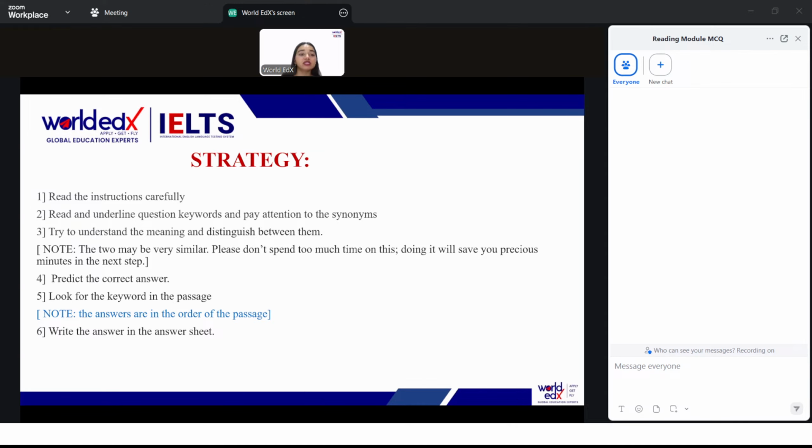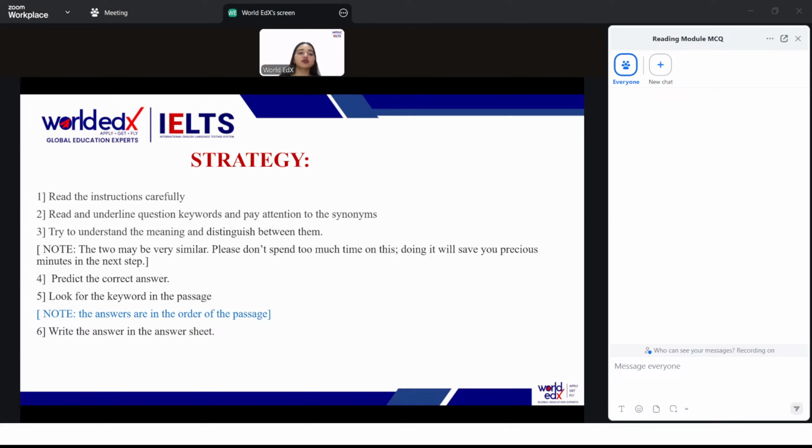And if you see that there are two options that are very similar, you may feel that this can be the answer and that can be the answer as well. Try to read them, and you will be able to find some difference in the words that will change the meaning. And if not, just move on. You can come to it after you're done with everything, so that you don't get stuck. The next is predict the correct answer. Sometimes you will know exactly which answer is correct, so trust your instincts and predict the correct answer.